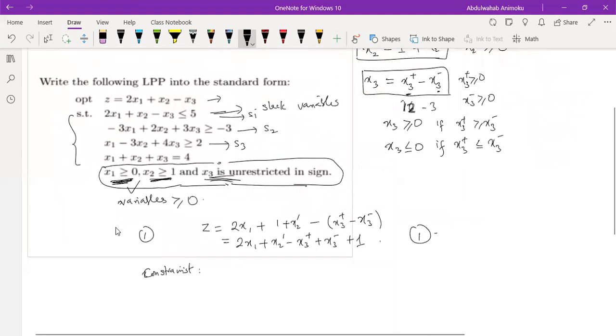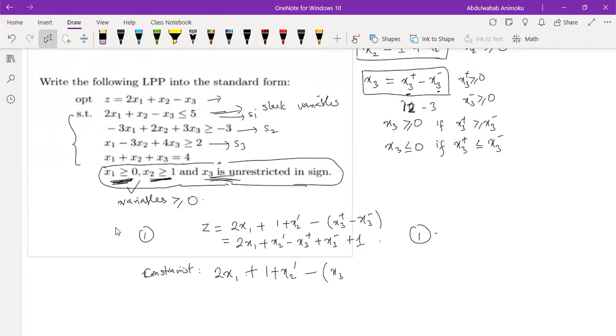For the first one, so we have 2x1, okay, that's fine. Remember that x1 is greater than or equal to 0, so this is fine, okay? Plus x2, which is 1 plus x2 prime, and minus x3, which is the same thing, minus. Now, because we're having less than or equal to, we have one slack variable here, plus s1, this will be equal to 5.